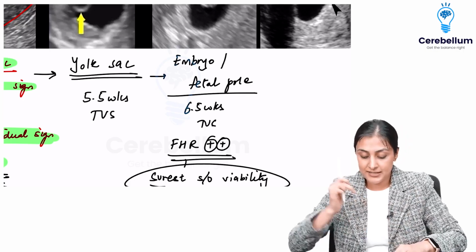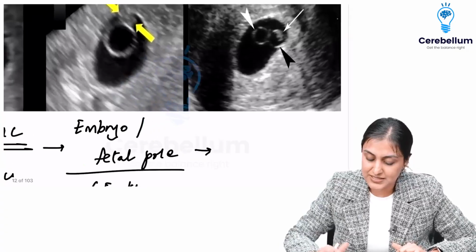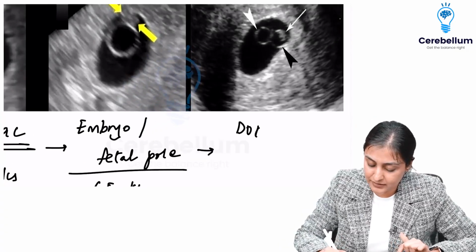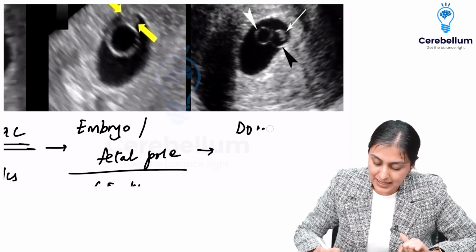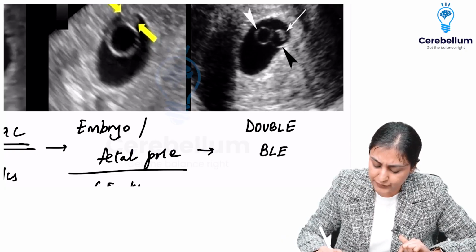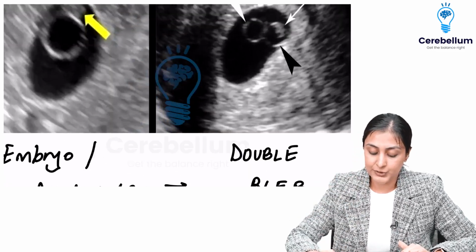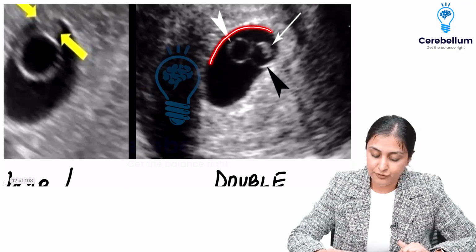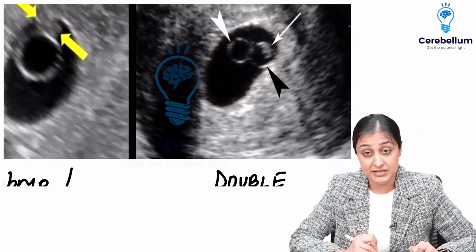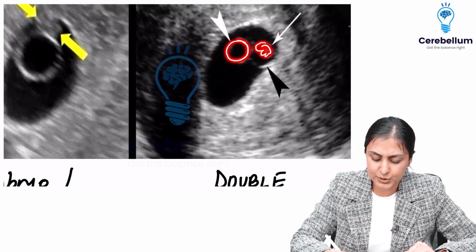Did you understand that? As we go ahead 1 week later, now what you see, this has been asked frequently as a one-liner. This is what we call the double bleb sign. So this is the double bleb sign. Don't confuse it with the double decidual sign. What are the two blebs here? First of all, this largest sac is the GSAC. Yeah. So you can see here, this is the embryo and there are two sacs.